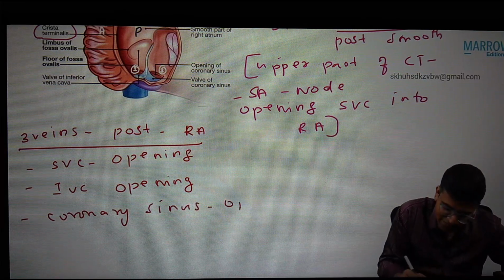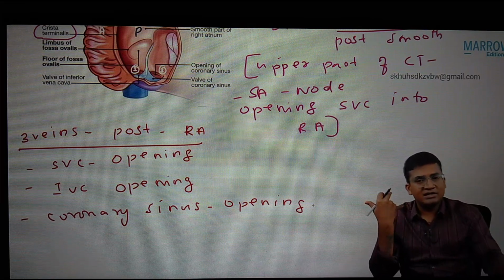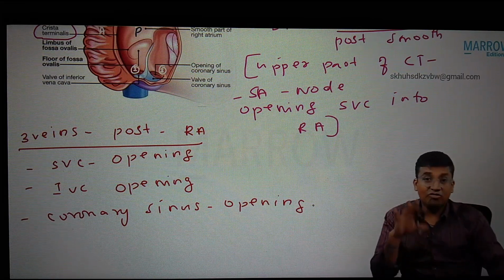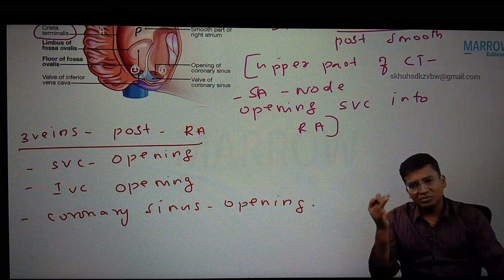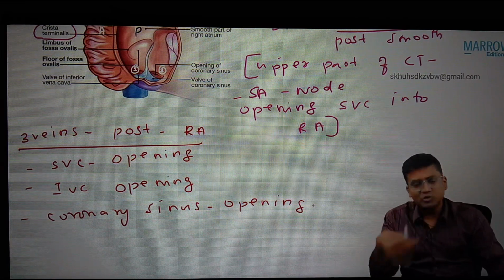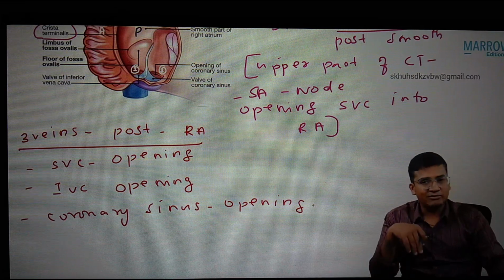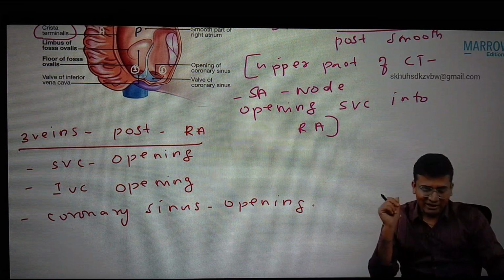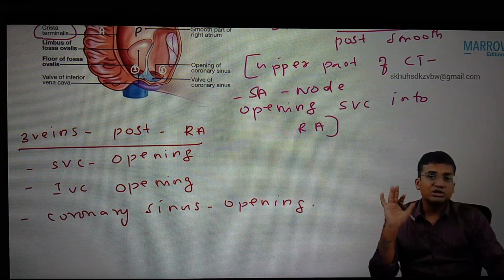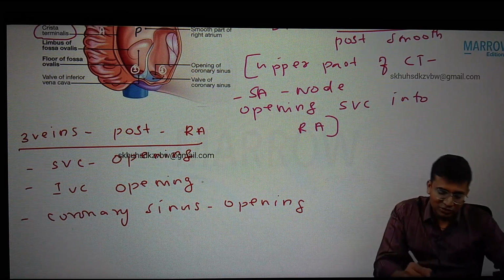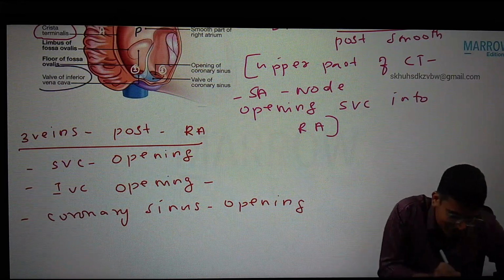Okay. So superior vena cava opening does not have any valves. We don't need any valve for the opening of superior vena cava. Why? Because the flow is towards the gravity. But for inferior vena cava opening and the coronary sinus opening, the flow is against the gravity. So we need some valve. So inferior vena cava opening is guarded by Eustachian valve.